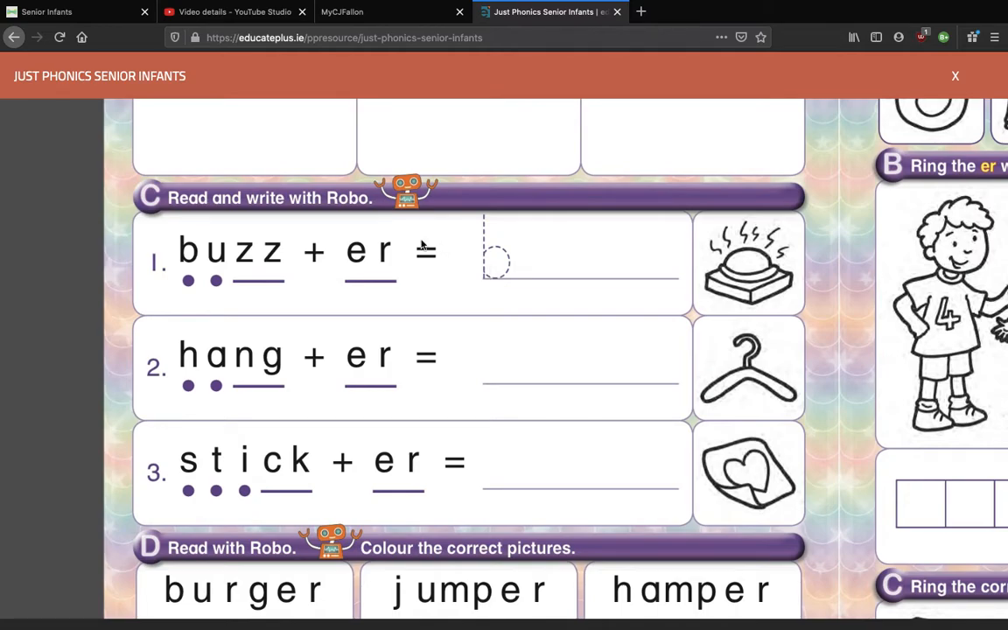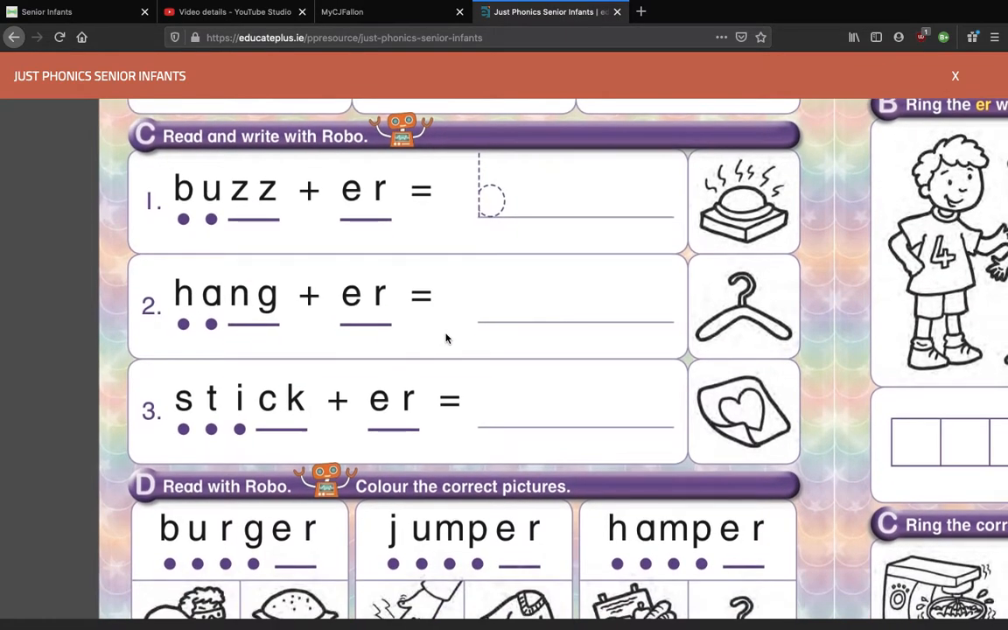So we are going to write that down here. B, o, z, and then buzzer. You can write down B, U, Z, Z, E, or B, O, Z. And then for number 2, I want you to write down this one here, and for number 3, this one here. Okay, so try and figure out what the word is from reading it.